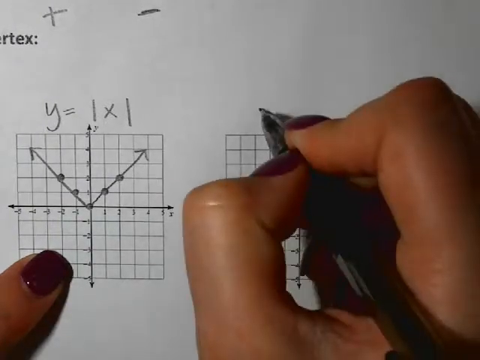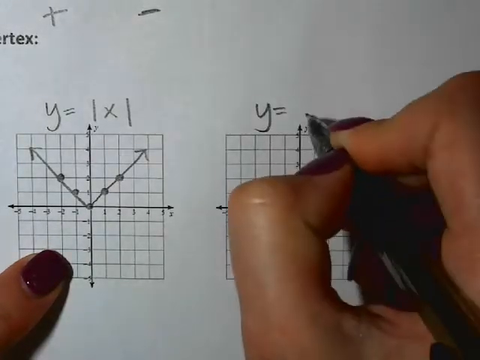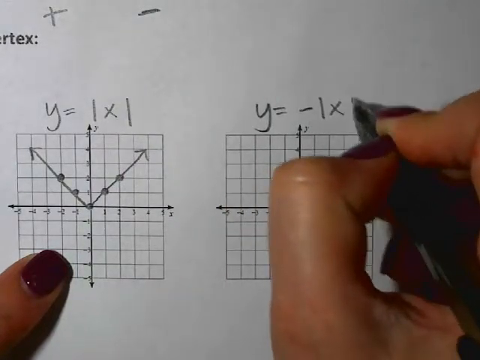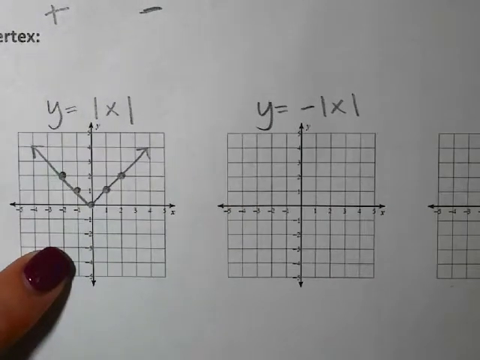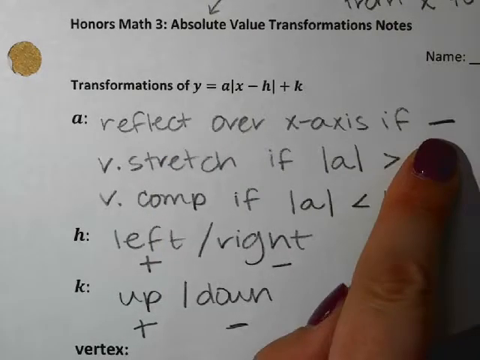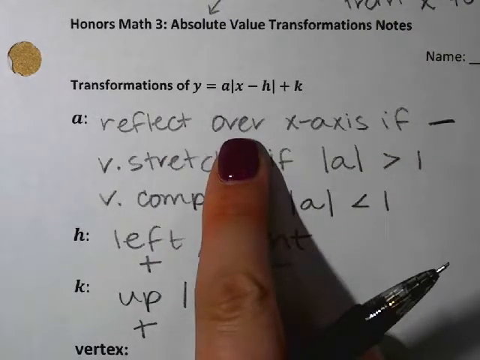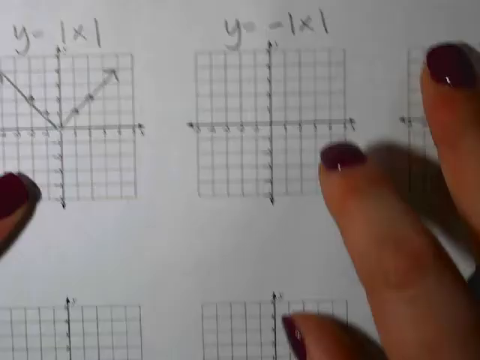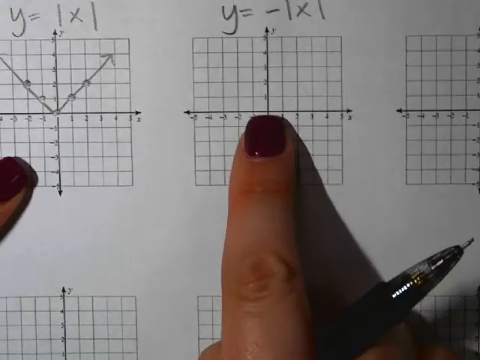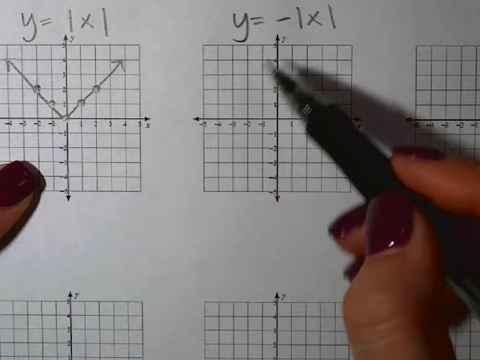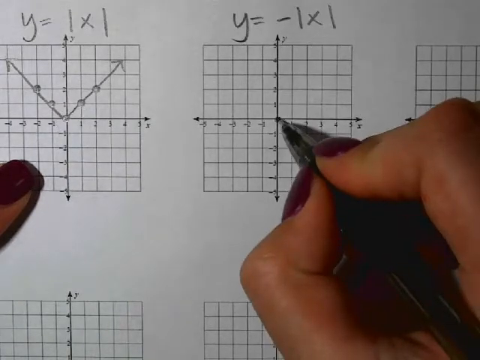All right, what happens if I say y equals negative absolute value of x? What do we do? Yeah. It turns upside down. So if you remember, a negative in the front means that it's been reflected over the x-axis. And the x-axis is that horizontal line right in the middle. So instead of the V shape going up, we're going to flip it over and it's going to go down instead.